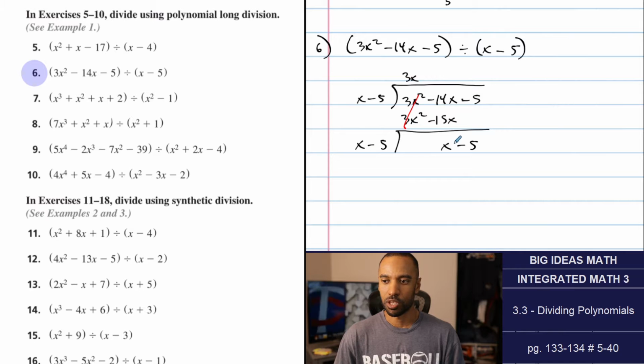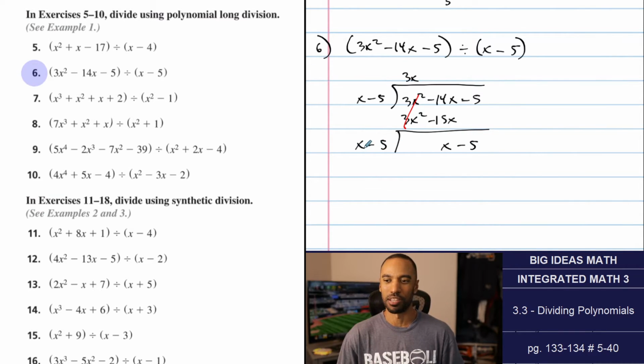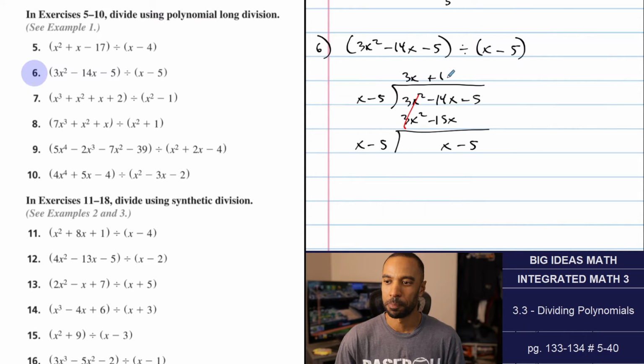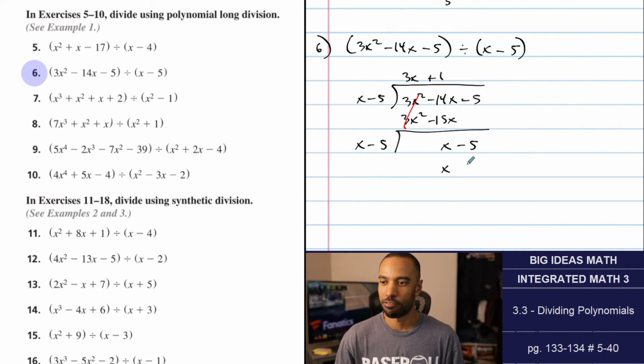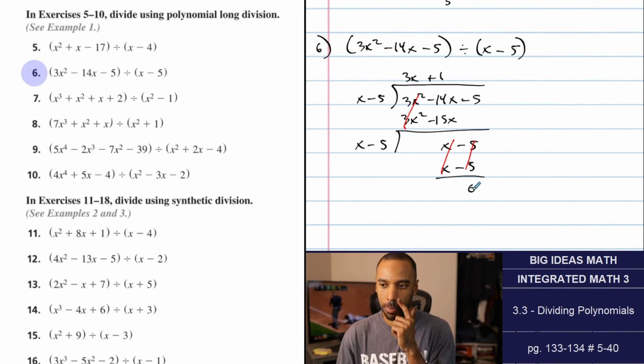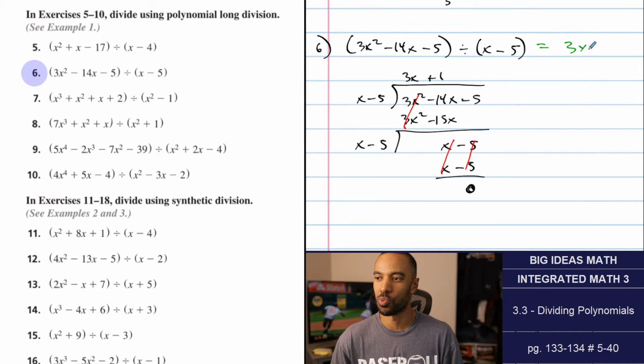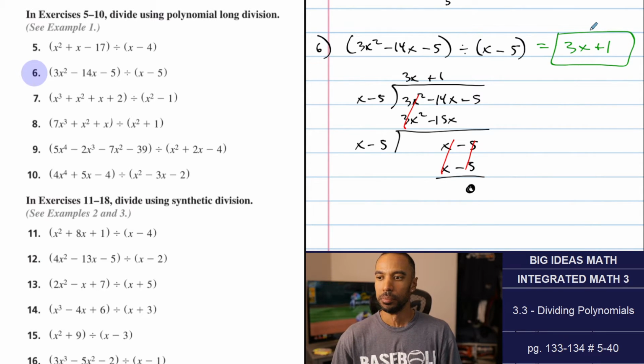I need to see how many times x goes into x. Technically, we're trying to see how many times x minus 5 can go into x minus 5. But x goes into x one time. x times 1 is x. Negative 5 times 1 is negative 5. And when these subtract, both cancel out to the tune of 0. 0 is your remainder. If 0 is a remainder, nothing needs to be added to your quotient. Your result is your quotient, 3x plus 1, and boom, that's the answer.